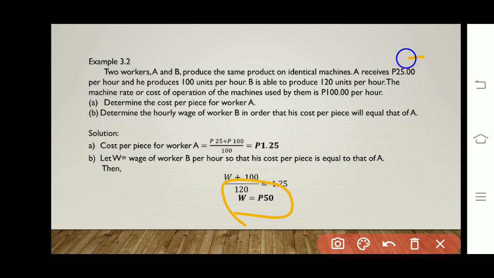So, imagine, diba, doble yung sahod niya kay worker A. Kasi nga naman, mas efficient, diba? 120 yung kaya niyang ma-produce compared kay A na 100 lang ang kayang i-produce per hour. So, entitled siya na mas mataas yung sahod niya kasi nga mas efficient naman siya.